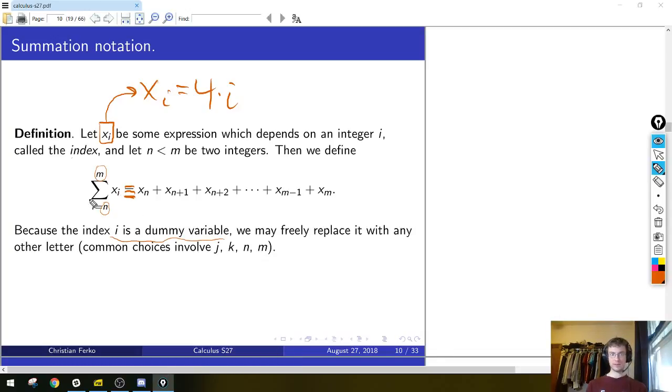So very often you will relabel the index in problems using summation notation. You change i to some other letter, and as you pointed out on Slack, letters that make you think of integers include i, j, k, n, and m. So they're common choices.